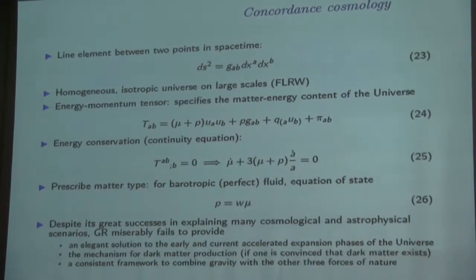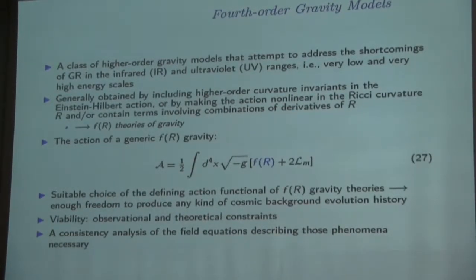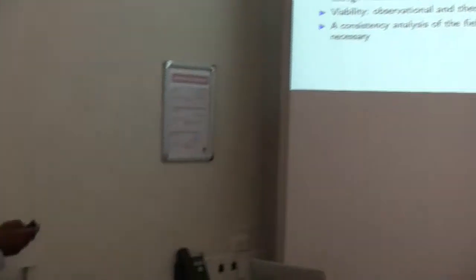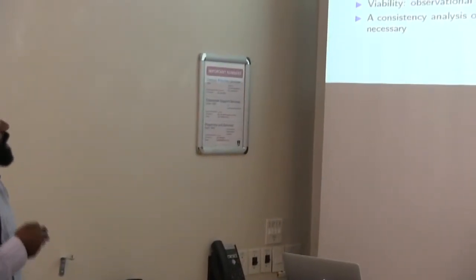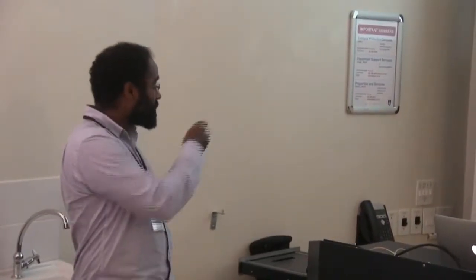So we think that GR is somehow incomplete, and among the attempts to come up with a better theory are the so-called fourth order theories, higher order theories of gravity in general, more specifically the fourth order theories such as f(R) theories given by this kind of action.